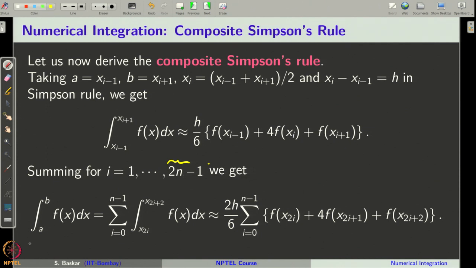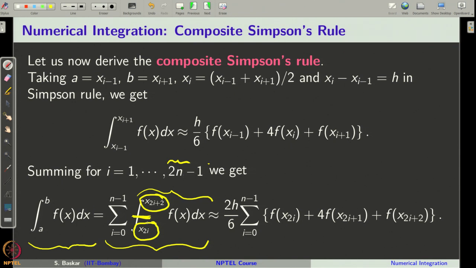Now, once you make sure of that, your integral a to b f of x dx can first be broken into smaller integrals taken on the intervals x2i to x2i plus 2. Therefore, there is always one node sitting in between these two. That is the idea. Once you split the integral a to b f of x dx into integrals of this form, remember this is very important. You should not forget it. This is very important for Simpson's rule.